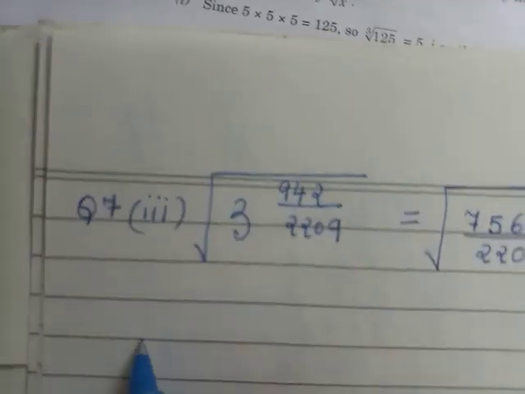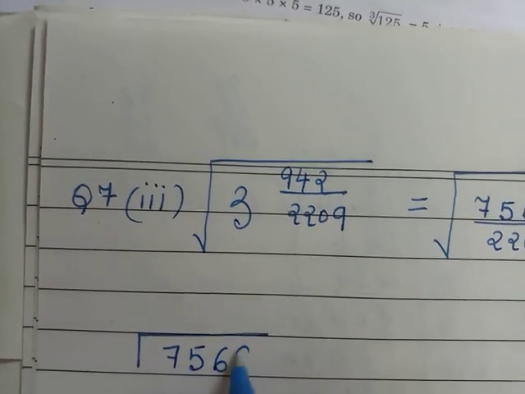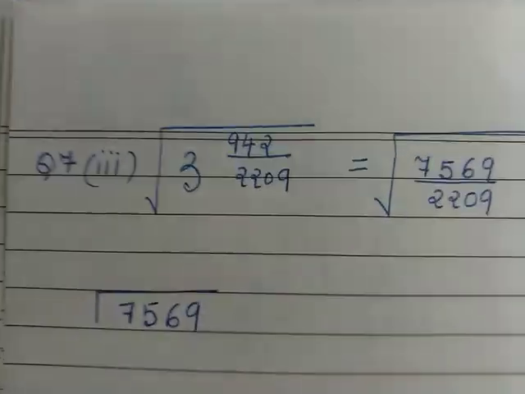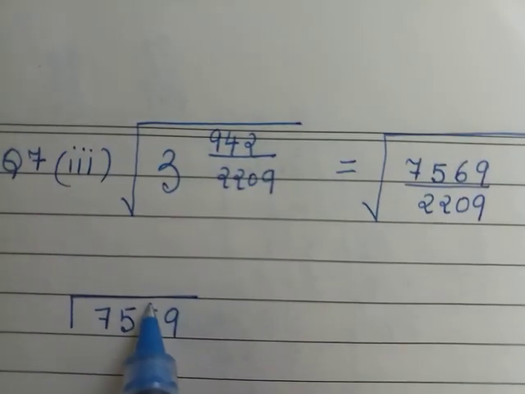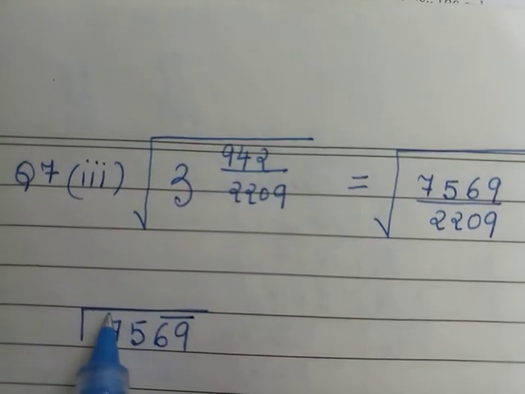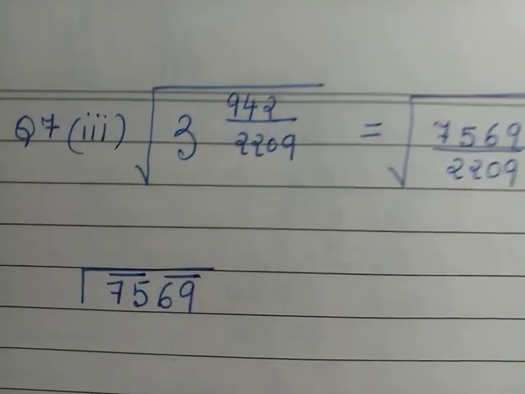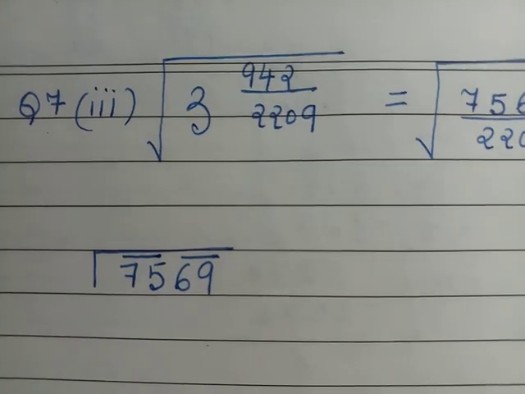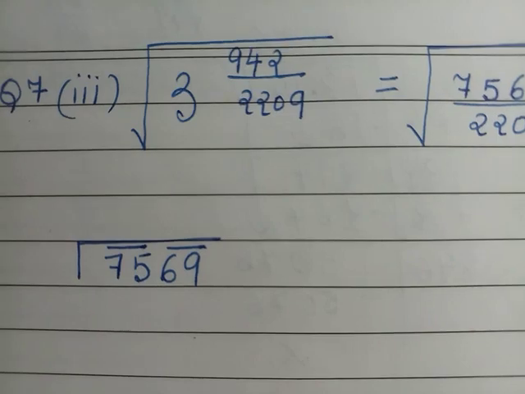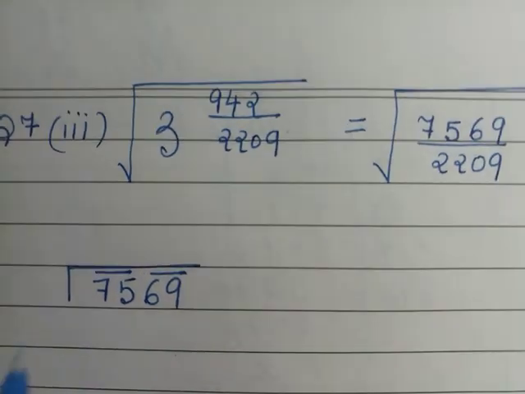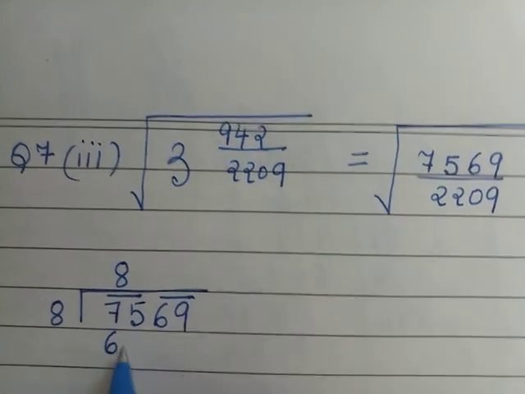So I find the square root of 7569. Okay. For finding the square root, firstly we make the periods starting from the right side. So this is the first period and this is the second period. Now think of any number whose square is closest to 75. 8 8s is 64. 9 9s is 81, which is greater. So we start with 8. 8 8s is 64.